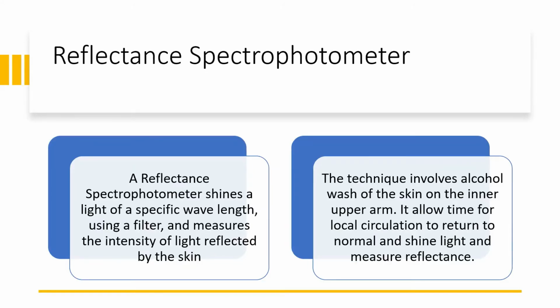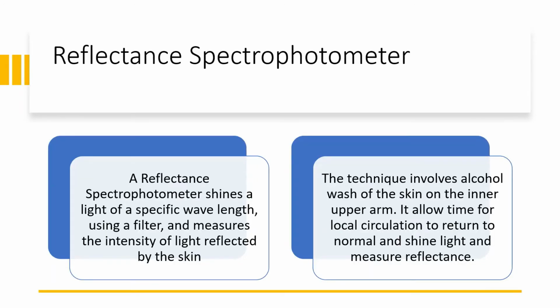Now let us try to understand the various equipment used for the measurement of skin color. They are basically based on two principles. The first is the reflectance spectrophotometer. It shines a light of specific wavelength using a filter and measures the intensity of the light which is reflected back by the skin. Measuring the light reflected back by the skin is known as reflectance spectrophotometry.